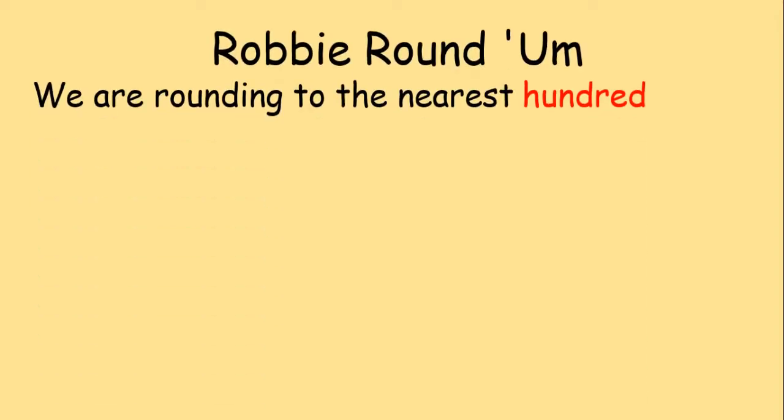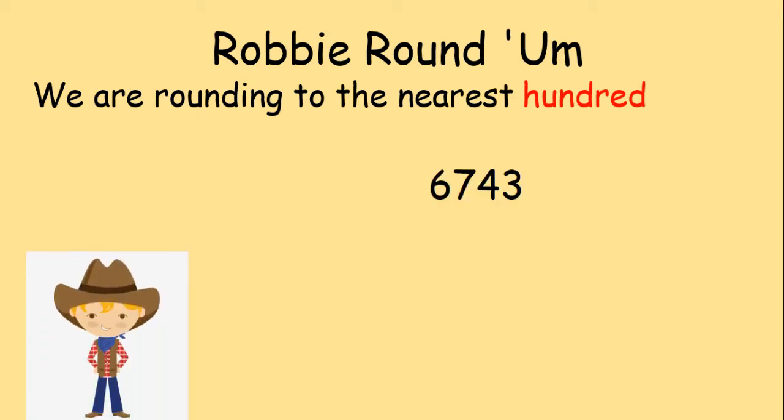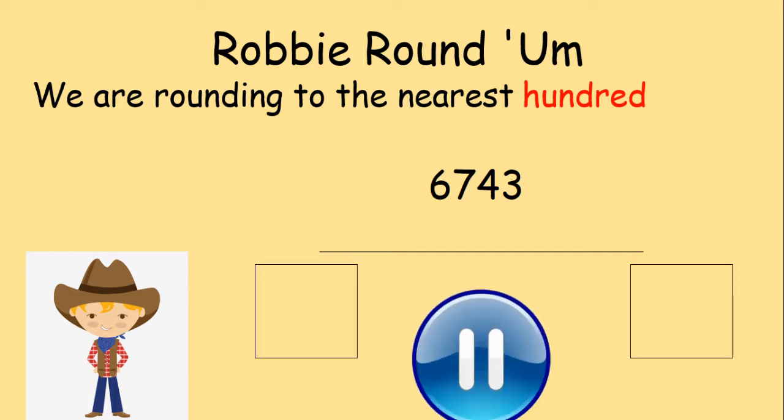We're starting with Robbie Round Um today. We are rounding to the nearest 100. The number I would like you to round is 6,743. Press pause now to work out your answer, and then press play once you are ready to continue.